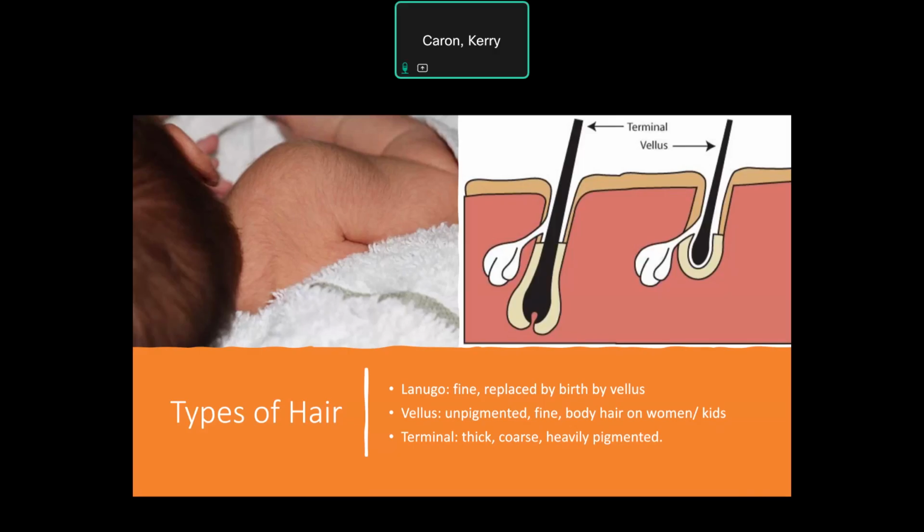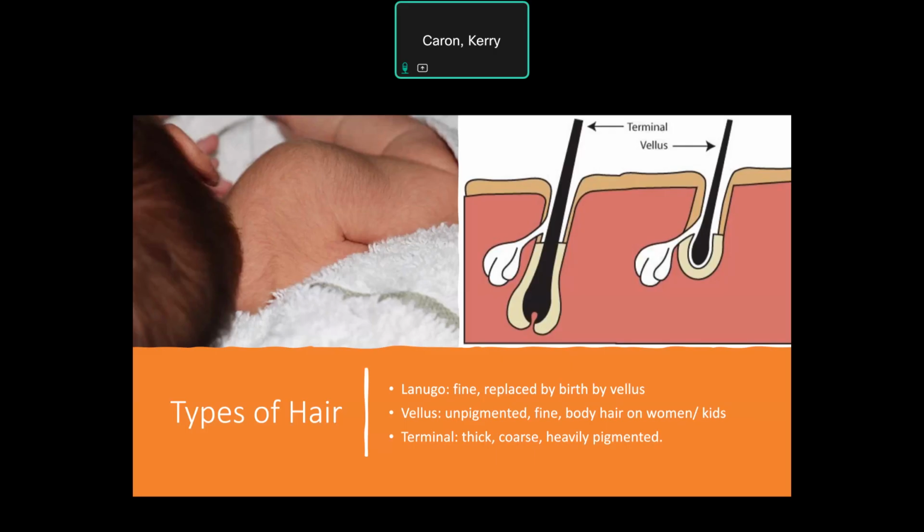Okay, types of hair. Lanugo, if you see in this newborn, this baby is kind of covered in hair. Babies are covered in hair like this called lanugo, and it's very fine, and it's usually replaced at birth. They usually lose this, and it's replaced by vellus hair. Vellus has no pigment to it. It's fine. It's body hair. Women and kids have it. It's light. It's kind of what we call peach fuzz.